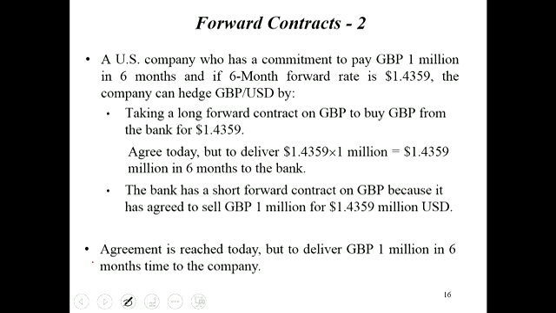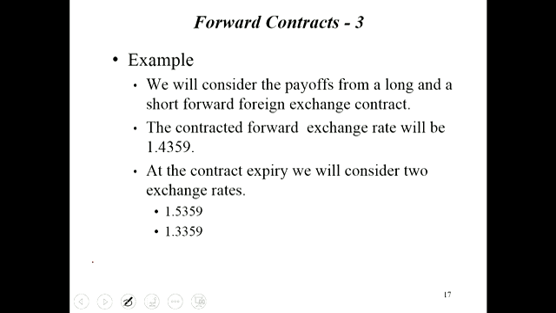Okay, so what we'll do is think about what happens if the exchange rate has moved away in the next 6 months. So we fixed the price here at $1.4359, 143.59 US cents to buy a pound. That's the contract price. Now, if the exchange rate has gone way over here, let's say the foreign exchange rate is now at 153.59.